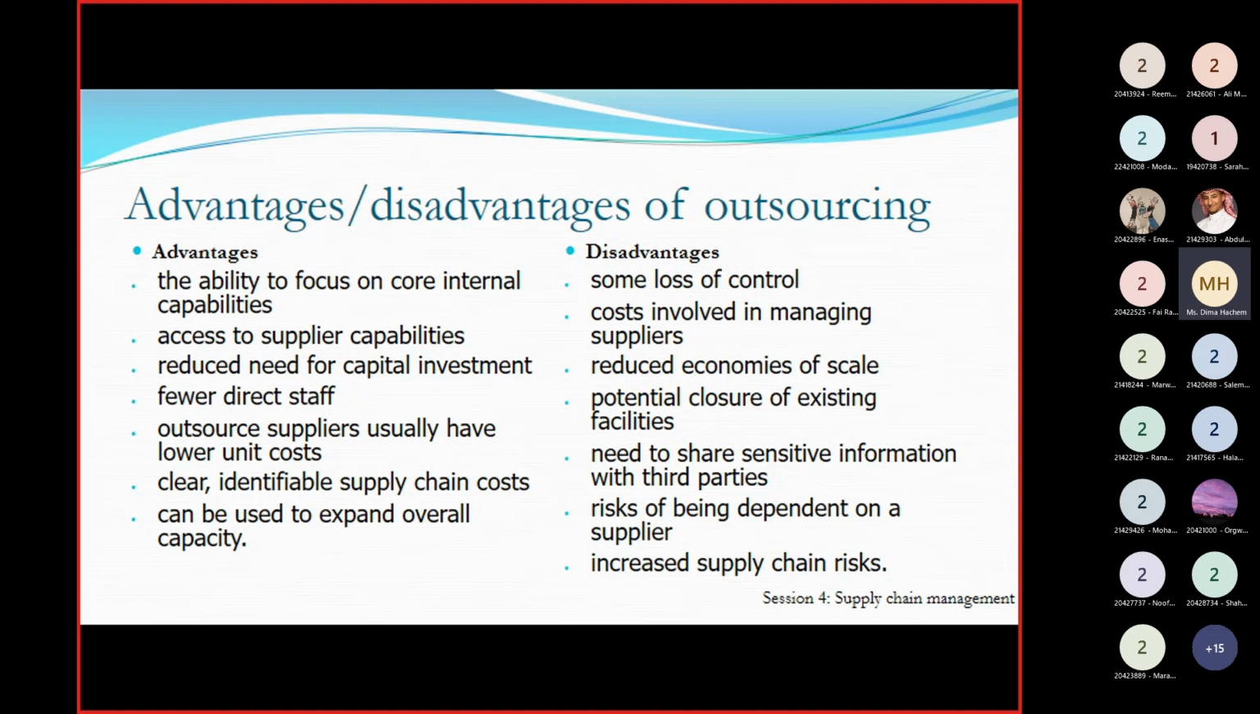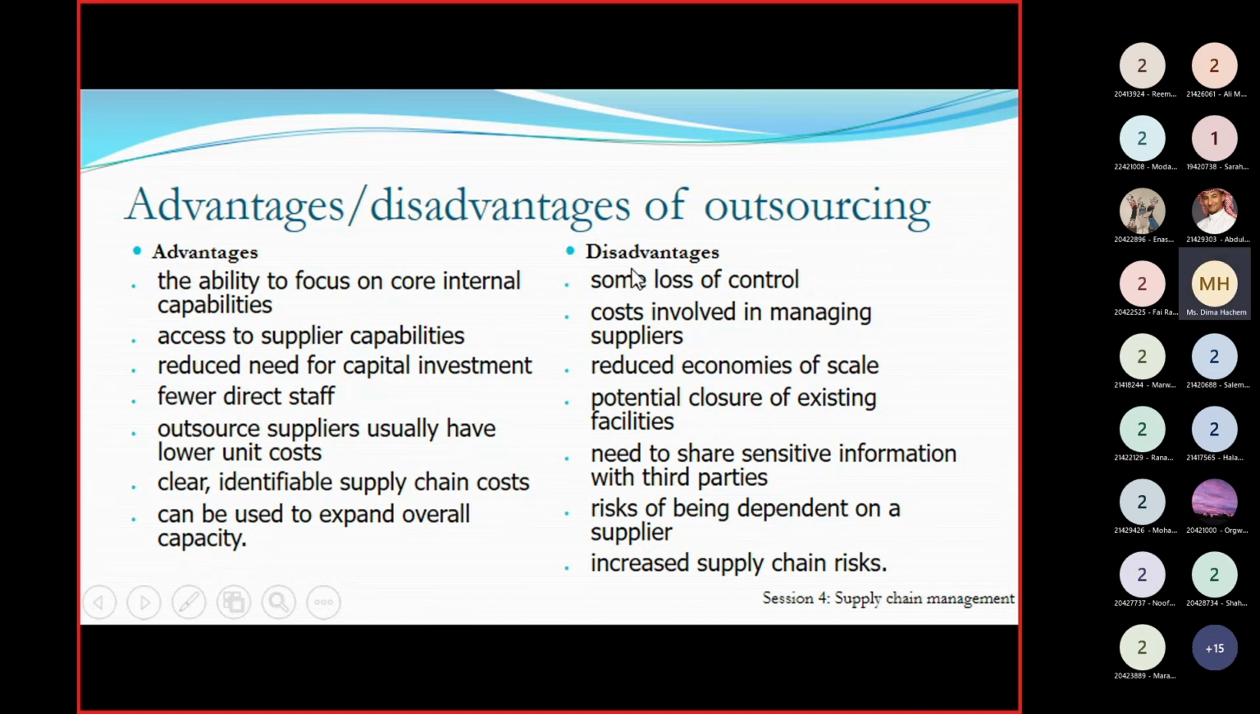The same factory could be producing for Zara, for Mango, for example, for Nike, for other companies as well. So they produce in huge quantities. This will result in a lower cost. Clear, identifiable supply chain costs. So your cost will be very clear because you will have a contract with this supplier who is going to produce your items, and your cost will be clear. It can be used to expand overall capacity as well. You can hire more factories. So if factory A has full capacity already, you can use factory B and then factory C, without having to build the factory yourself.